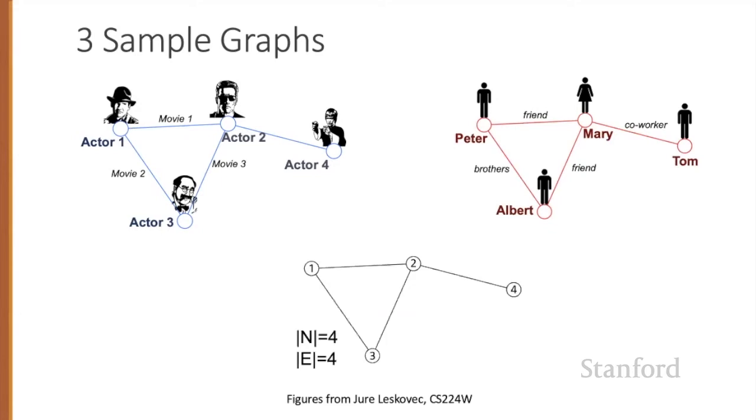But for many questions, we can abstract away to just talk about the structure of these four nodes and these four edges. The fact that there's a link between 1 and 2, 2 and 3, and 1 and 3, but no link, for example, between nodes 3 and 4.